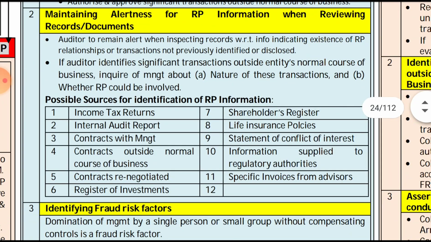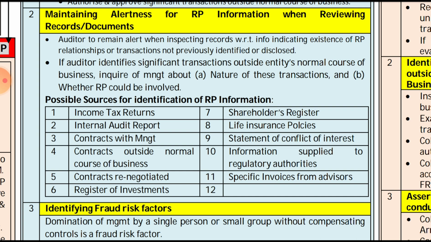Second, maintaining alertness, that is, the auditor has to apply the concept of professional skepticism while auditing. Maintain alertness for related party information when reviewing the records and documents. So when inspecting and vouching records and documents, the auditor has to be alert to related party information. First point, the auditor remains alert when inspecting the records for information indicating the existence of related party relationships and transactions.